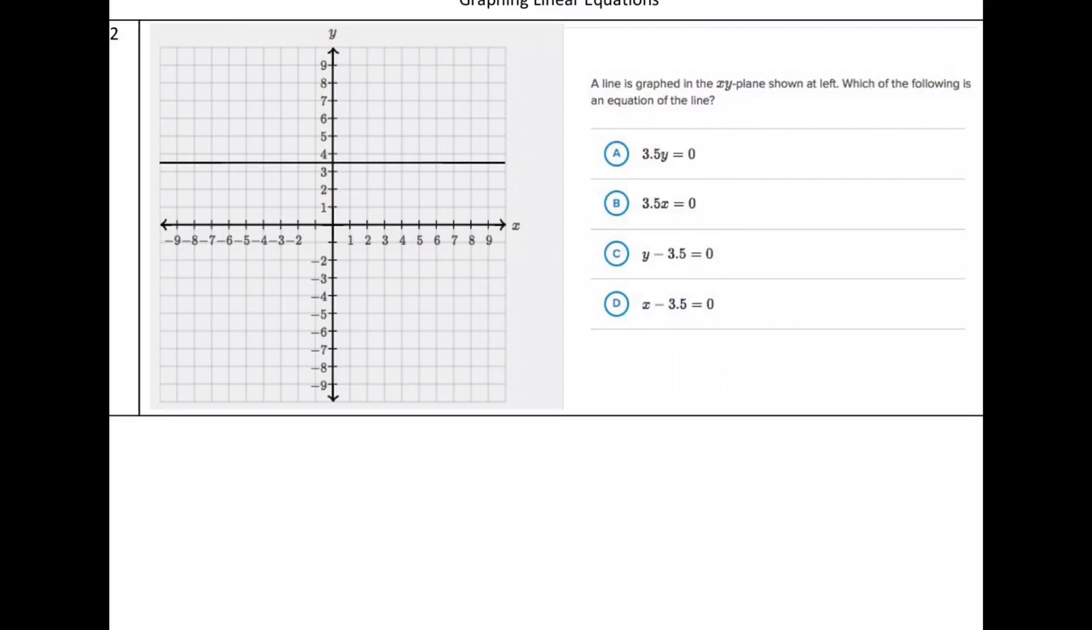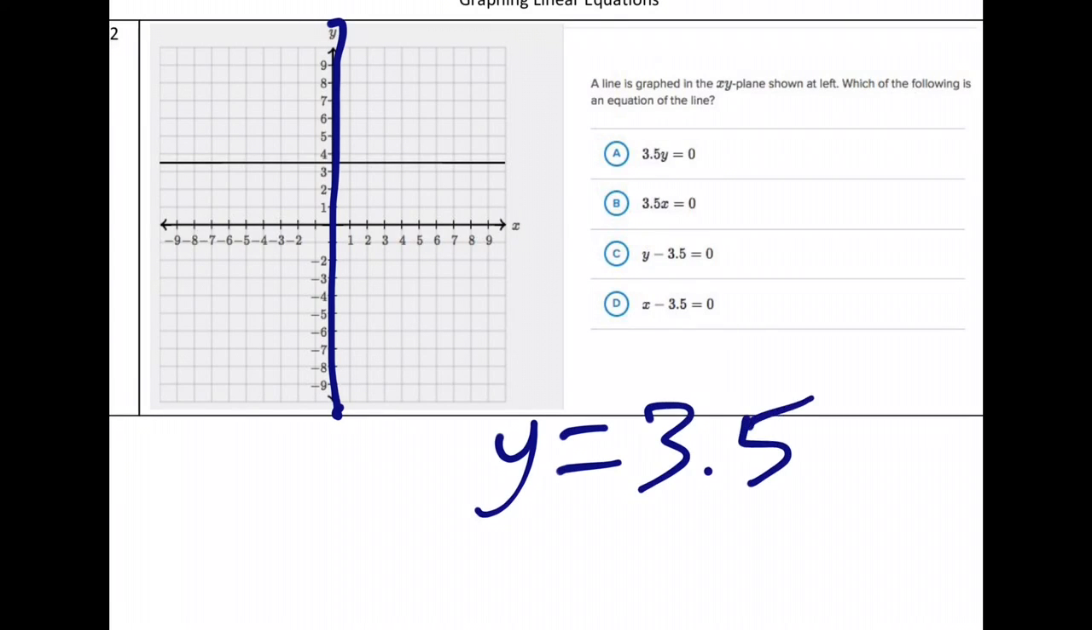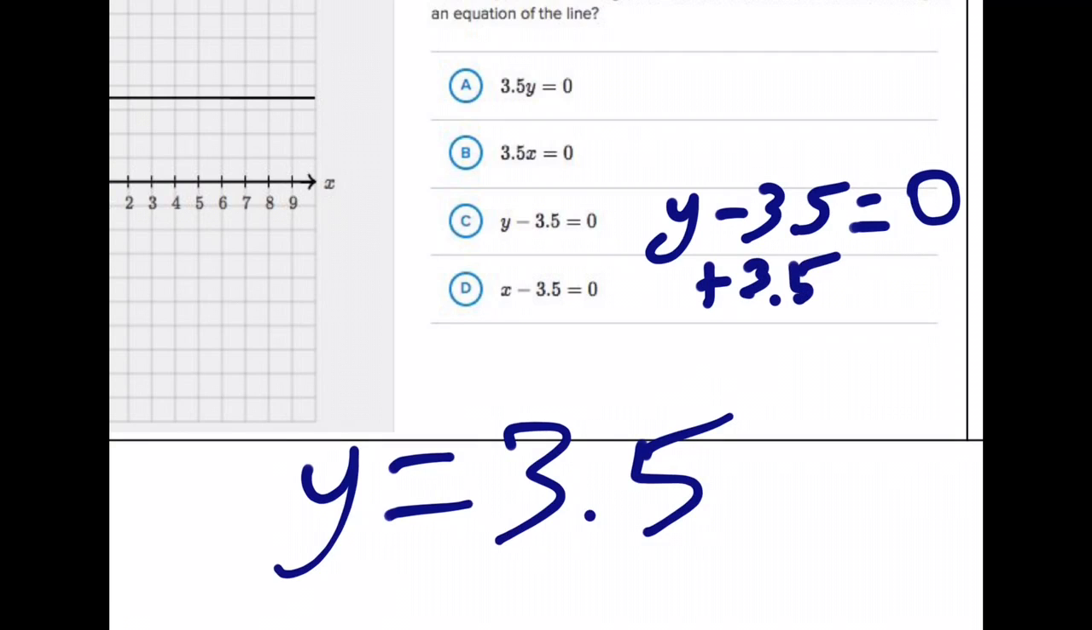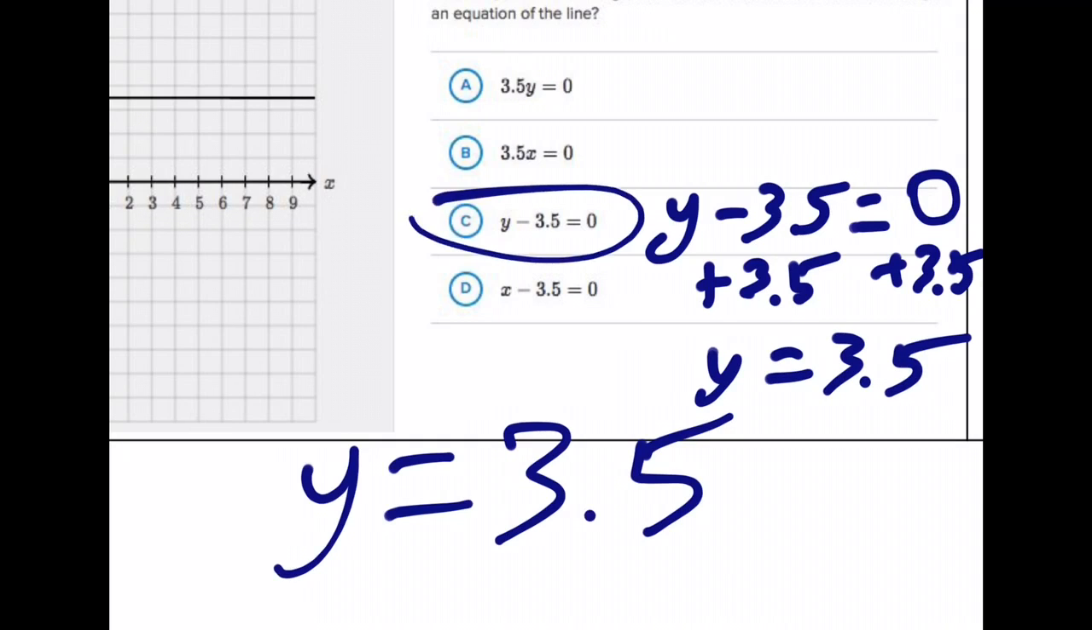Last one, number 12. A line is graphed in the xy plane shown at left. Which of the following is an equation of the line? I have a horizontal line. So if I take a look, this line crosses my y-axis at which point? 3.5. So I write y is equal to 3.5. And none of my answer choices are exactly that. But notice for C, if I just add 3.5 to both sides, what do I get? y is equal to 3.5. That's why C is correct.